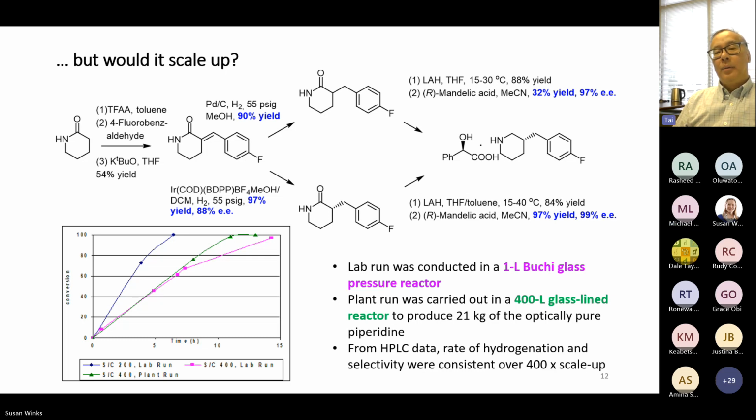So, we did a lot of optimization in a 1 liter pressure reactor, which is shown in the purple line. And then because we don't have any equipment in between, the scale up was actually 400 times to a 400 liter glass lined reactor in the green line. So, both of them actually match up pretty good. So, we can conclude the scale up was relatively successful, and we made 21 kilos of the optically pure piperidine. Next, please.